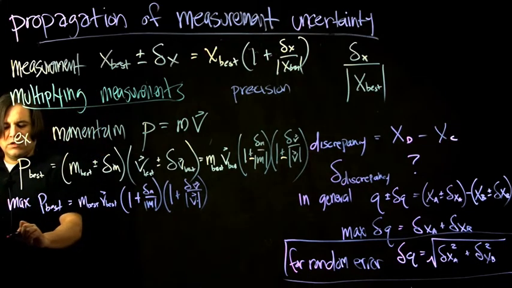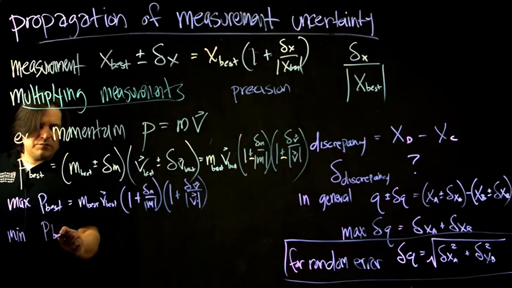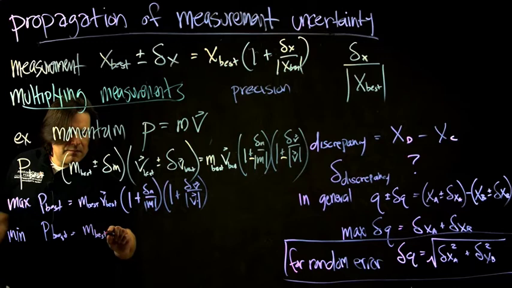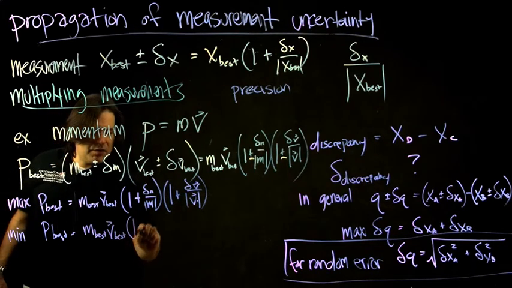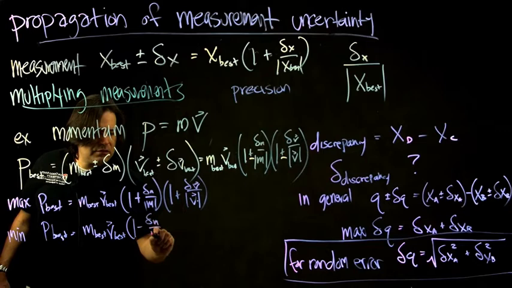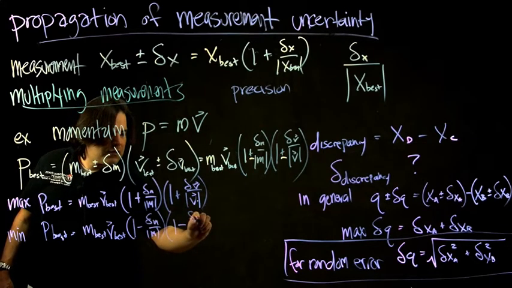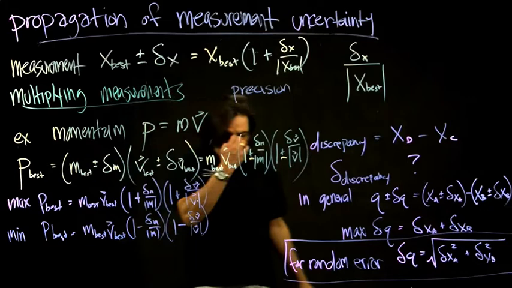Similarly, the minimum P best value from these measurements is if you take the same best measurement numbers, but when you report the uncertainty, you subtract to get a smaller number. So that's the range, the minimum and the maximum.